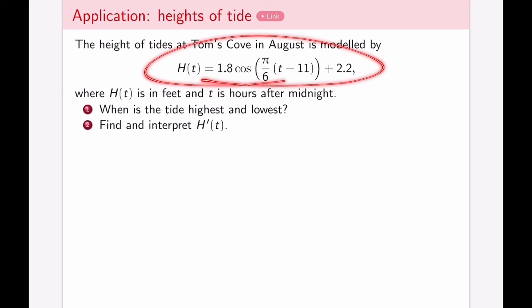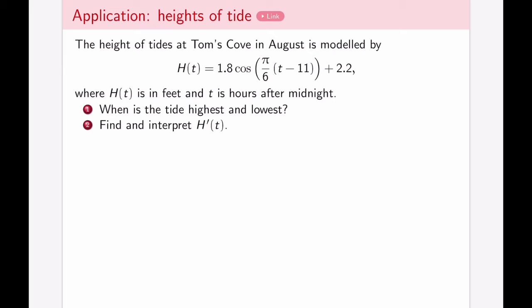This is the function that models that. Once we have the function, we can predict a number of things and we can ask a number of things. For example, according to my function and according to the data, when is the tide highest and when is it the lowest? When is the tide coming in and when is the tide going out? What does it mean to take the derivative of it? What information would that provide?